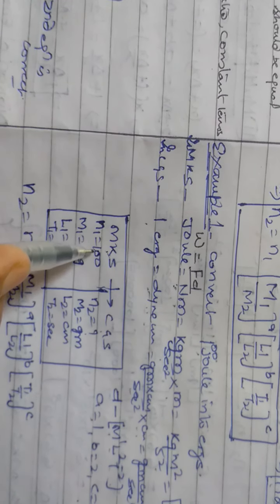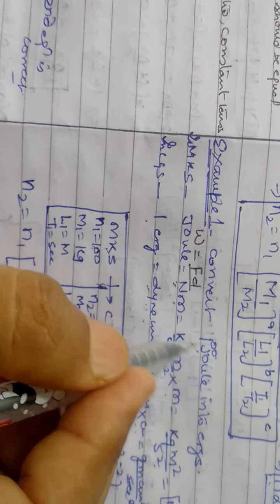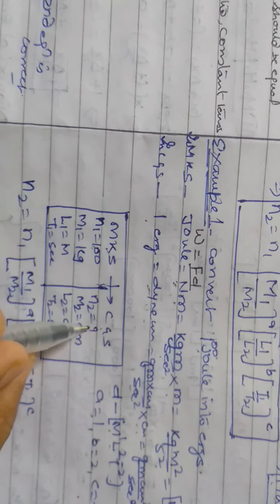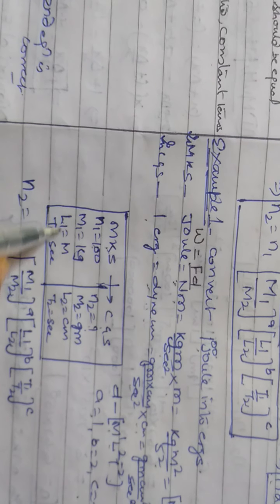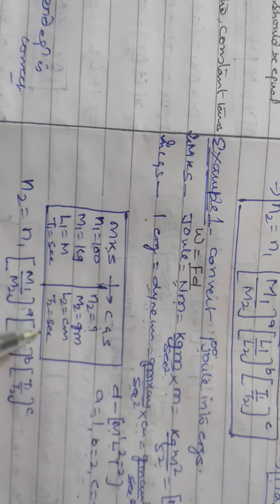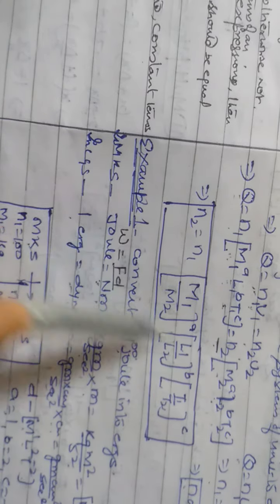Now N1 is 100 joule. We have to convert 100 joule into ergs. So the value of N1 is 100, and N2 we have to calculate. M1 is kilogram, L1 is meter, and T1 is second. M2 is gram, L2 is centimeter, and T2 is second. We are using this formula here.